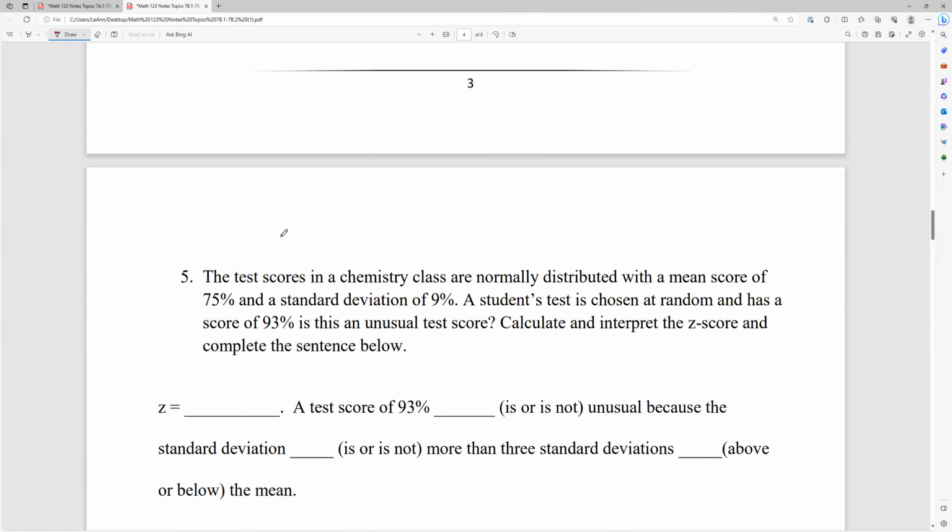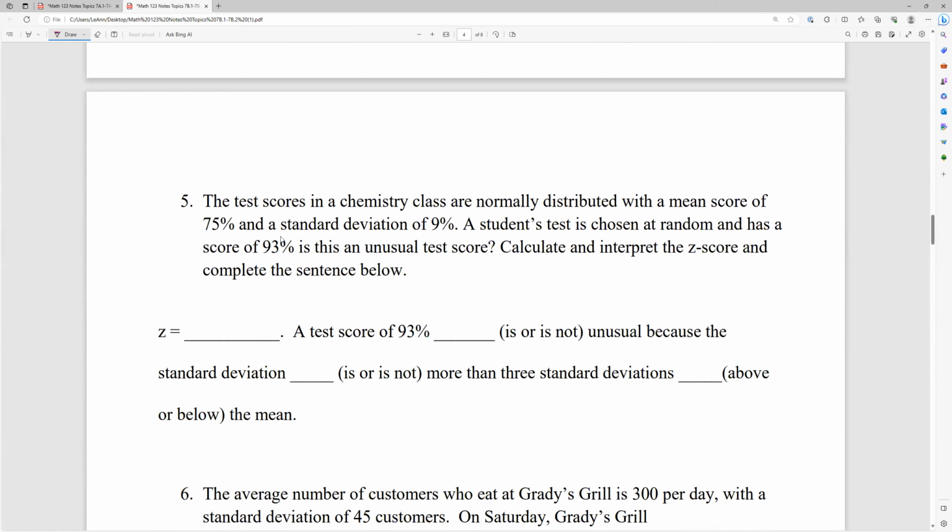So let's do another one like that. The test scores in a chemistry class are normally distributed, so again, they're symmetric, with a mean score of 75% and a standard deviation of 9%. A student chosen at random has a score of 93. Is this an unusual test score? Calculate and interpret the z-score.